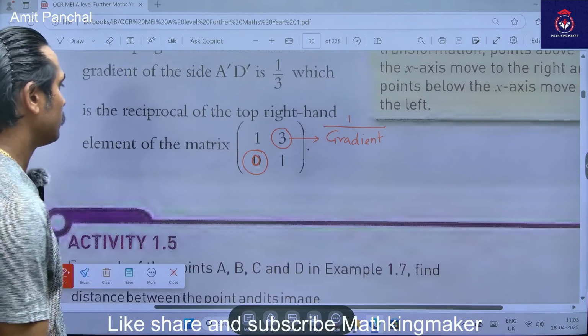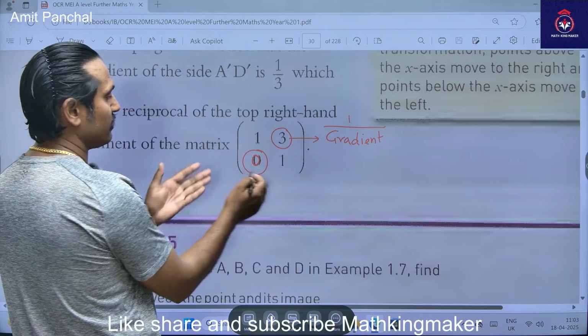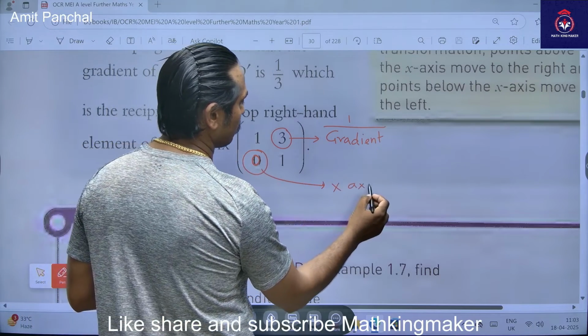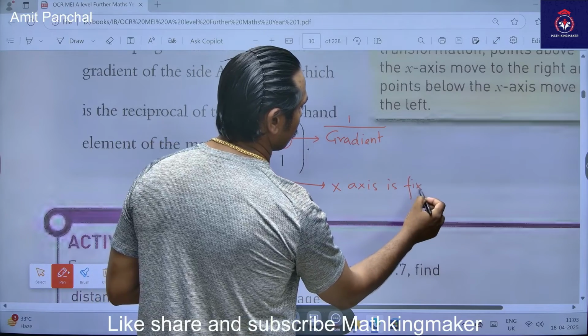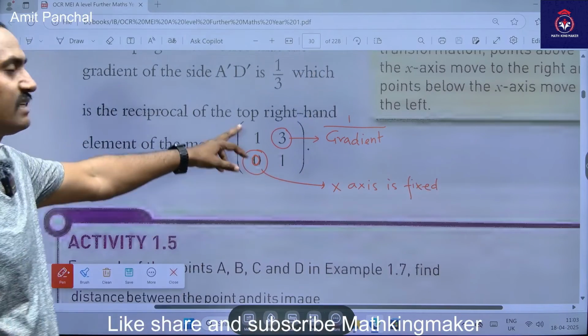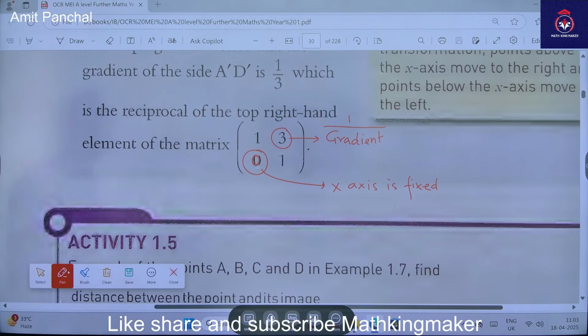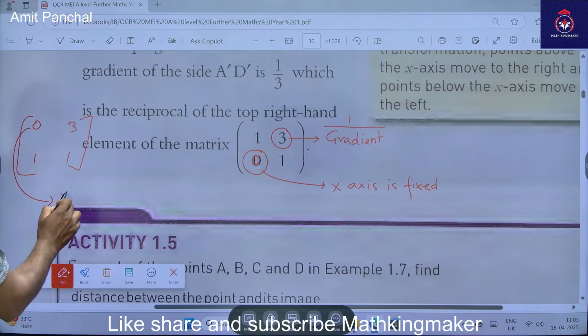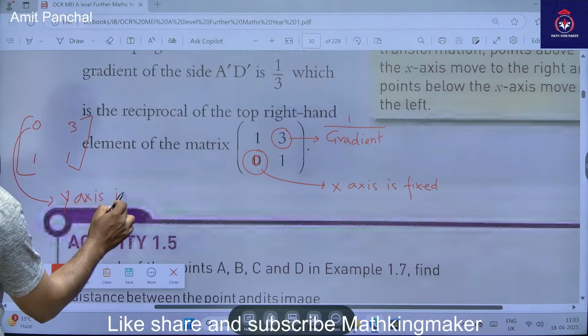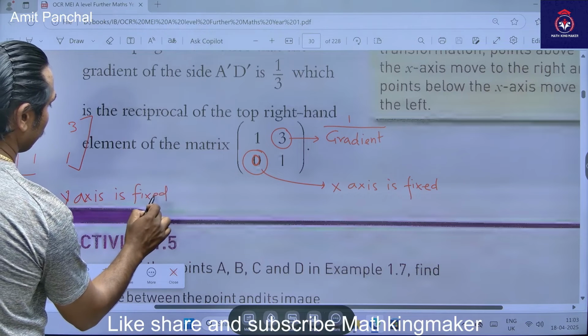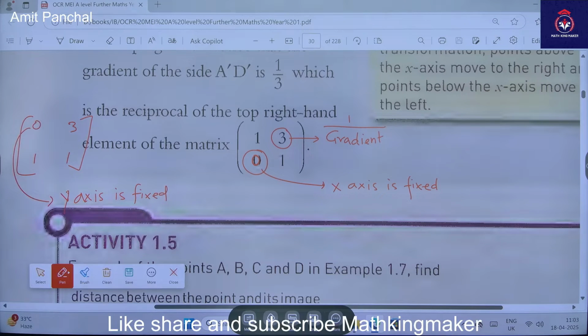Why is 0 important? 0 is showing you, if this is on the y axis, then the x axis is fixed. If this is on the x axis, your y axis is fixed. Got it? If it is like this, this means the y axis is fixed. Got it now? Yes, I got it.